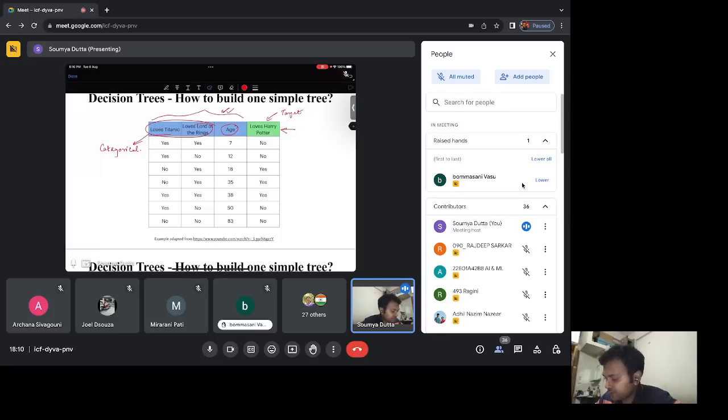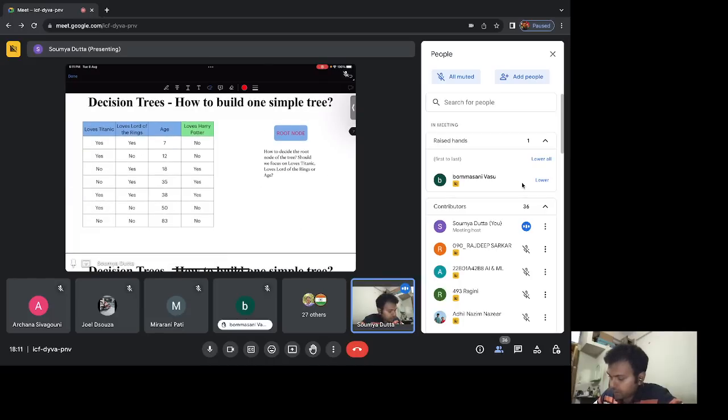We say that whether a person loves or does not love Harry Potter is our final prediction, the final thing that we want to predict. So now, how to build one simple tree? This is the table. I have replicated the same table again here. So the first question that we need to answer is how to decide on the root node.